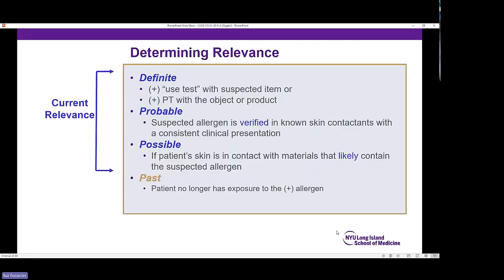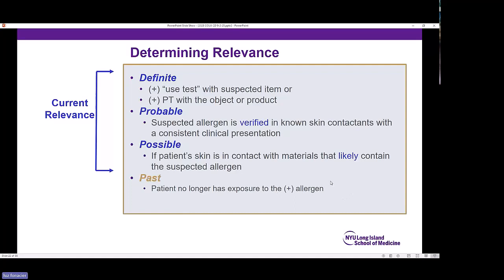You have to determine the relevance of your patch test. Definite relevance is your positive to the actual suspected product. Probable relevance is you have a positive patch test and you look at the patient's products and they were there, but you did not test the products. And possible is most likely it's such a common allergen that it will be contained in any suspected material that the patient's using. Past relevance, you're no longer exposed to the positive allergen.